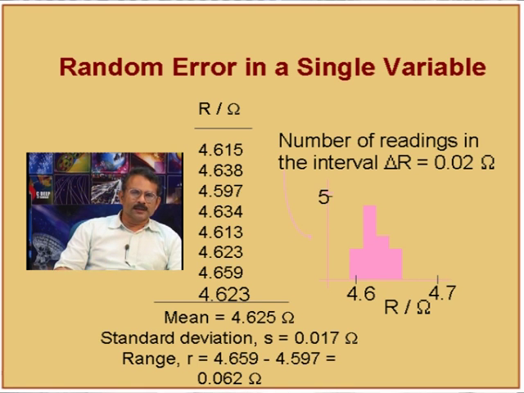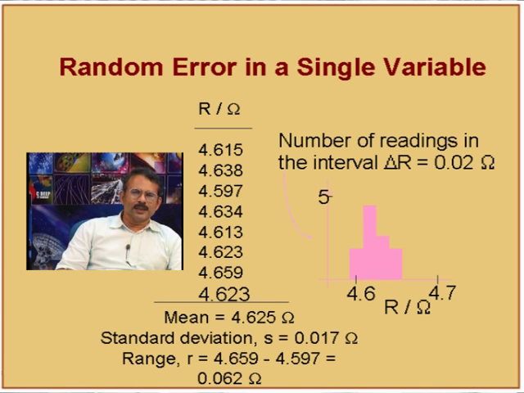So now you take all these readings, and now you know that when you want to report, you will report the average value. So average of all these readings is 4.625 ohms. Now some other parameters associated with this set of readings. The standard deviation. Standard deviation S is equal to 0.017 ohm. You know how the standard deviation is calculated. You take the mean and each measurement is subtracted from the mean, and then the difference is squared. Then you sum all these up and then divide by the total number of readings.